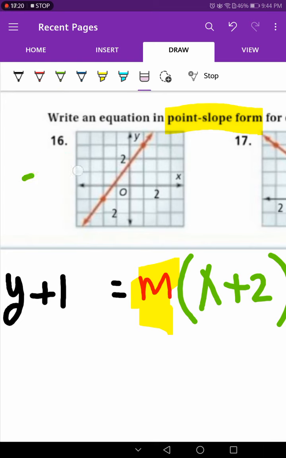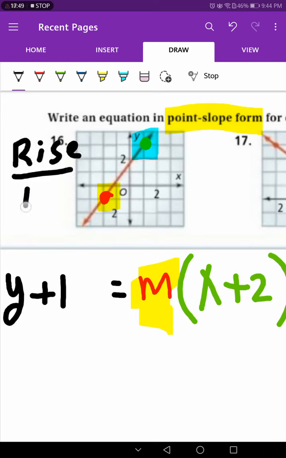Now, what do I need more? Yes, I need the slope. How do I find out the slope? Easy way. This is the first point, and this is the second point. I have to move from the point down to the point up. But under one condition, my dear student. I have to use rise over run. Bravo.